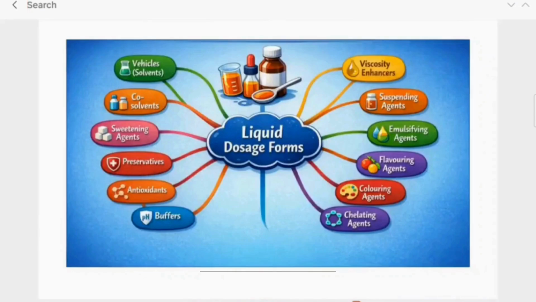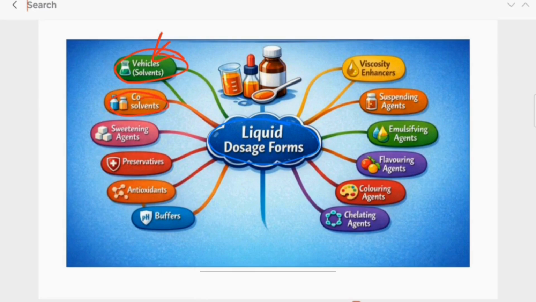Now, what are the different excipients which we are using in the liquid dosage forms? So, the first and main excipient which we are going to use is vehicles or solvents, in which all the other ingredients are going to dissolve. Then the next main ingredient is co-solvents.